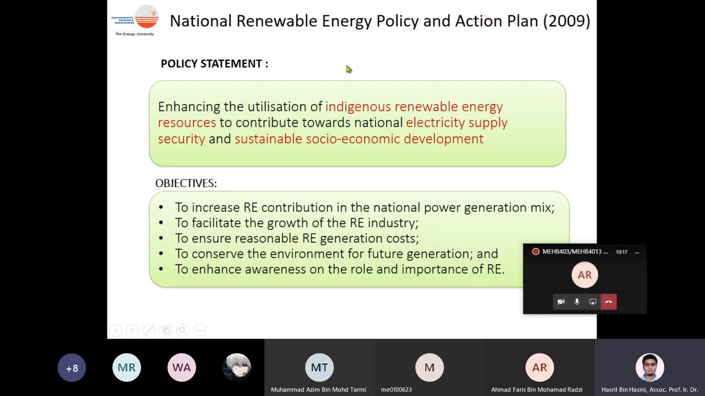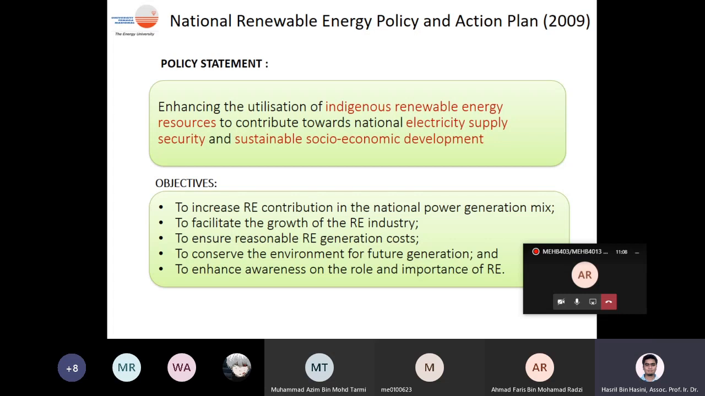So let's have a look here at the National Renewable Energy Policy and Action Plan. This is based on 2009. Even if the government says they want to introduce renewable energy to the country, we cannot simply say that, because if you want to start something, it's going to be very difficult for the power generation players to embrace renewable energy. So usually, if you want to introduce something in the country, you have to come up with the action plan, or in other words, the act. By using the act, we can enforce these companies to start venturing into renewable energy. Otherwise, it won't work.